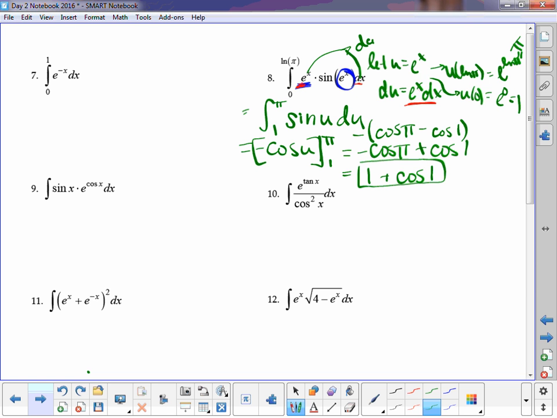Okay. Ooh, number 10 looks good. You guys try number 10. What do you think our inside function is here? Really? Tangent of x. If I let u be tangent of x, what's the derivative of tangent? Secant squared. Do I see a secant squared there? Yes and no. It's a hidden secant squared. All right, give it a try.